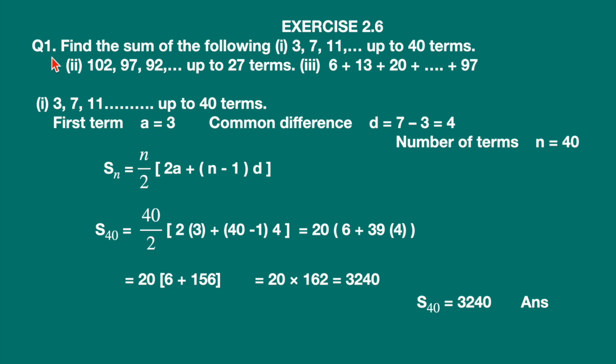Exercise 2.6, question 1. Find the sum of the following. This is an arithmetic progression: 3, 7, 11 up to 40 terms. First term is a. Let us find the common difference: 7 minus 3 is 4. That is the common difference. Number of terms is 40, n is equal to 40. This is an infinite series with dots, so you should write the first formula. Substitute these values and simplify. You will get the answer: S40, that means the sum of the first 40 terms, is 3240.